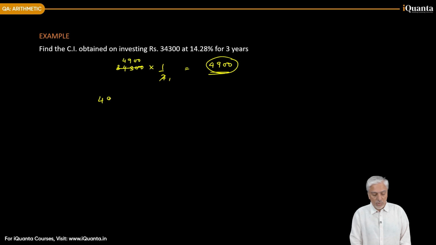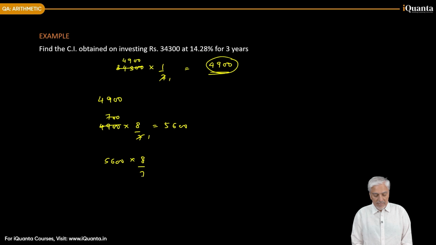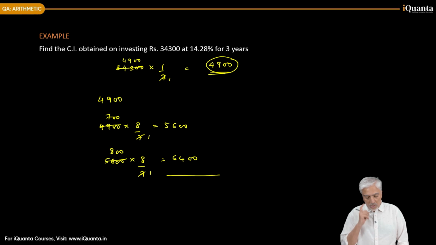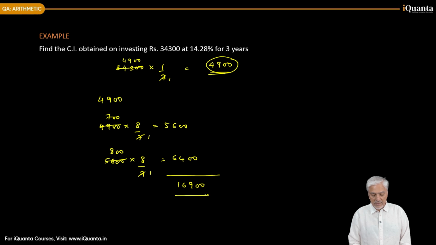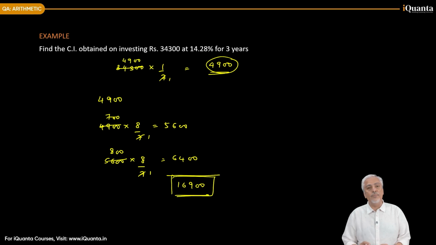So first year is 4,900. Second year will become 4,900 into 8 by 7, which will become 5,600. Third year will become 5,600 into 8 by 7. It will become 6,400. Let's add all of them up. This is 12,000 plus 4, 16,900. Okay. So directly compound interest.